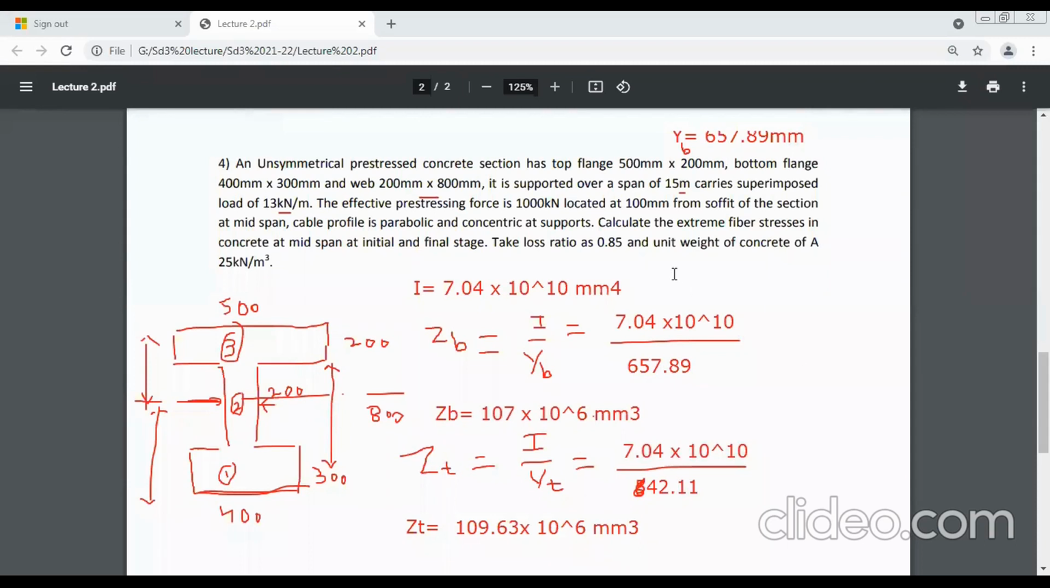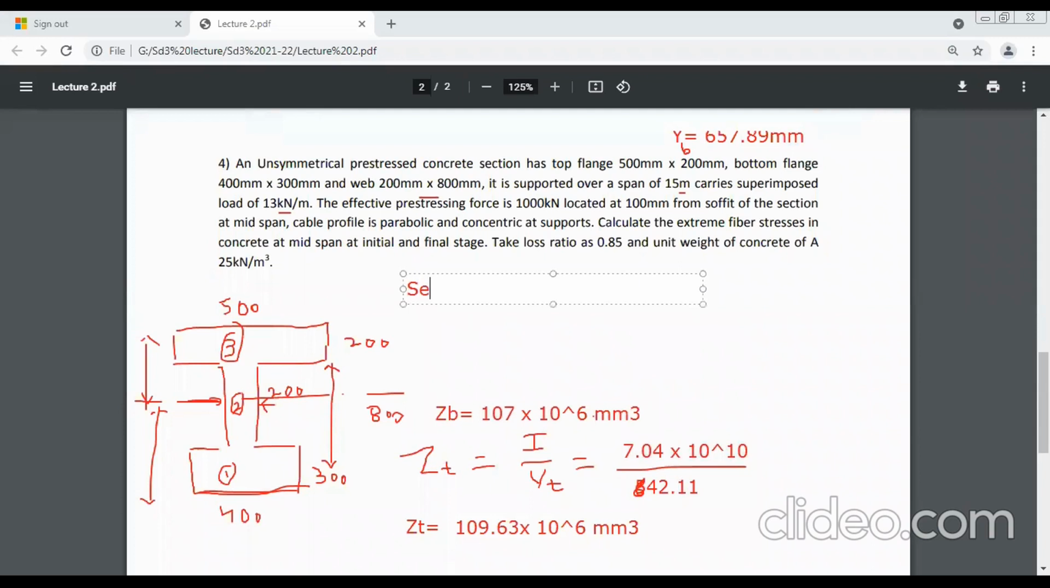Now load and moment calculation. First of all, calculate the self weight of beam. I explained in a previous lecture also how to calculate self weight of beam. Cross sectional area of beam into unit weight. Cross sectional area of beam we have calculated.